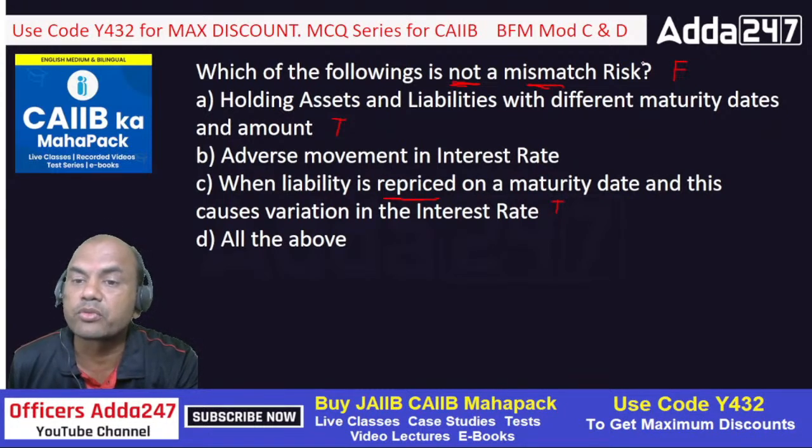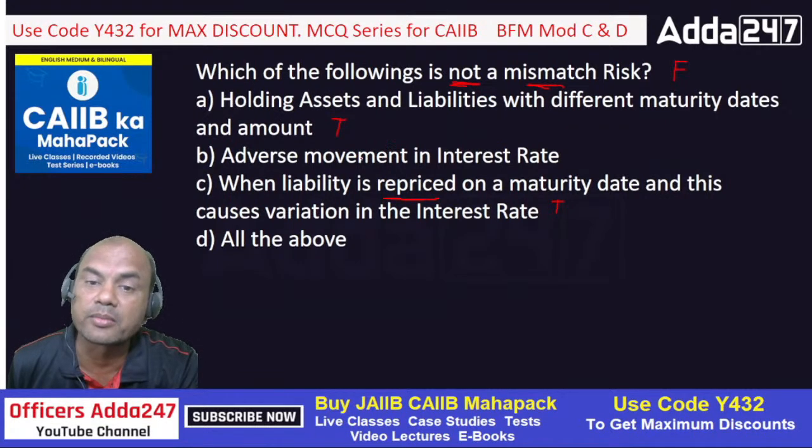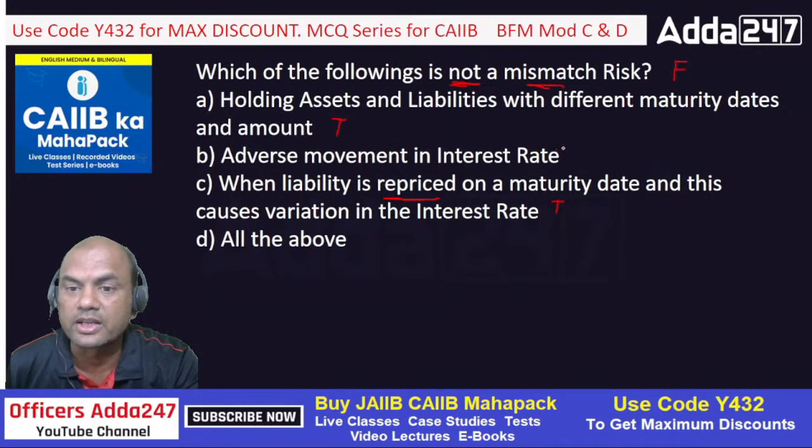But what do I want? I want false, isn't it? Adverse movement in the interest rates. What is the adverse movement? The asking rate of interest goes up and down. Is this related to maturity? This is the rate of interest which the people are demanding. So the answer over here is false.